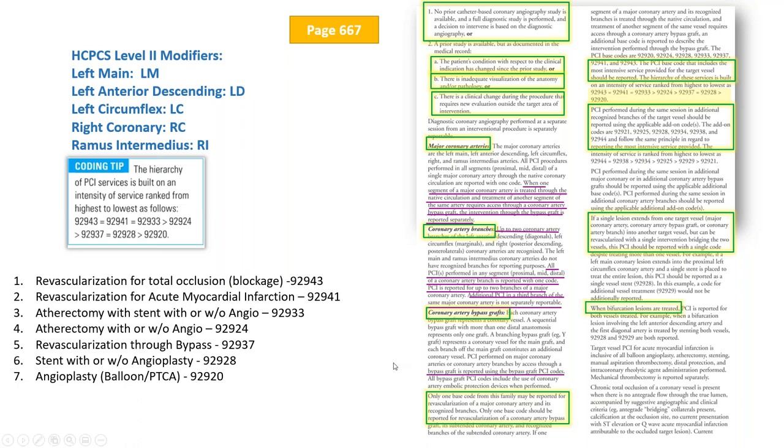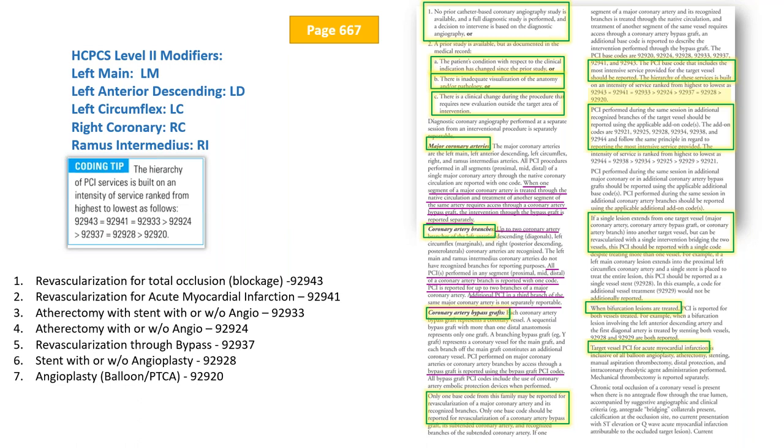If, however, a bifurcation lesion is treated, you report PCI for both of the vessels treated. So let's say the bifurcation lesion involves the left anterior descending artery and the first diagonal artery. Each of those vessels is stented, so you would use 92928 with an LD modifier and 92929 with the appropriate modifier.